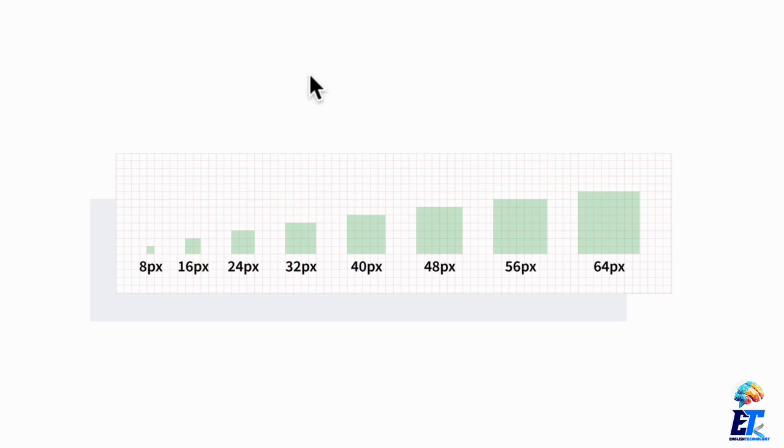Like I said, I like using 8 pixels and spacing icons by 4 pixel half step. Right here we have an 8 pixel base unit. And you can see it's spaced out to 16, 24, 32, and so on and so forth.